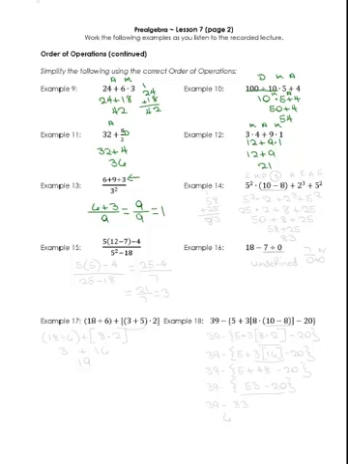I want to look at example number 14. It's fairly complicated. We have exponents and multiplication and parentheses, and inside parentheses we have subtraction. Then we have addition, another exponent, addition, and another exponent. So what do we have first? What do we handle first?